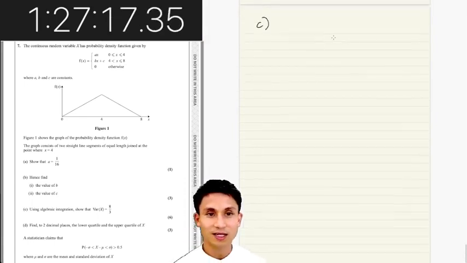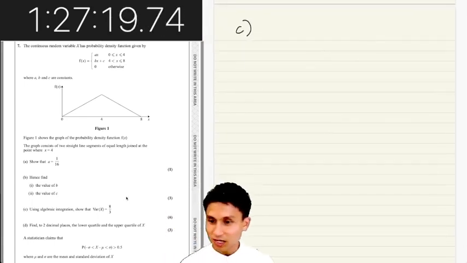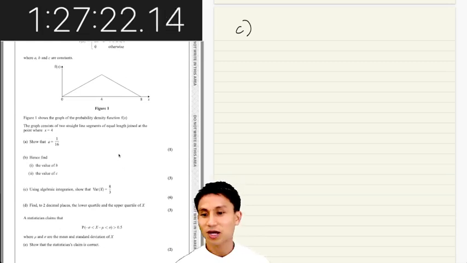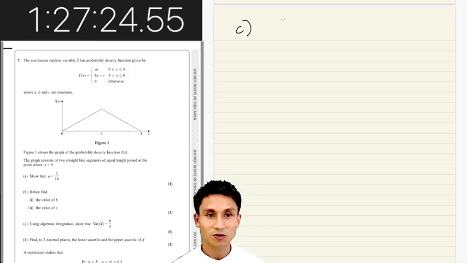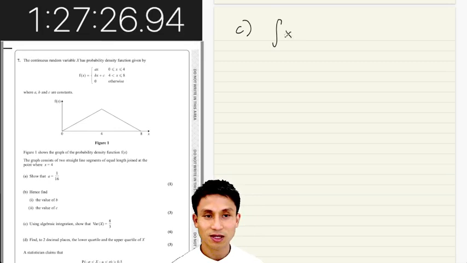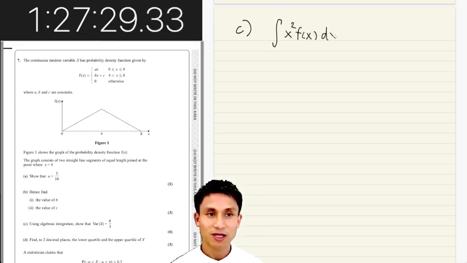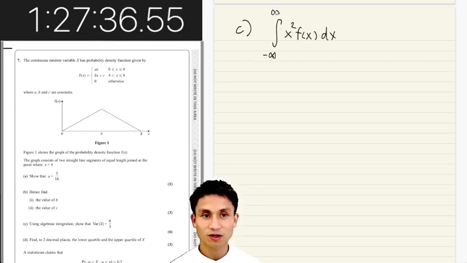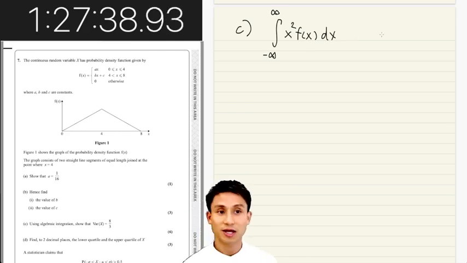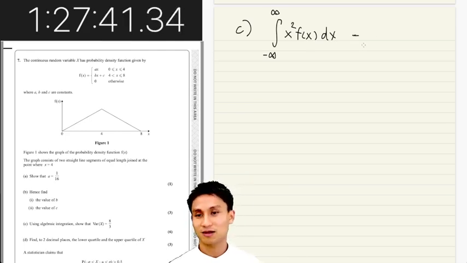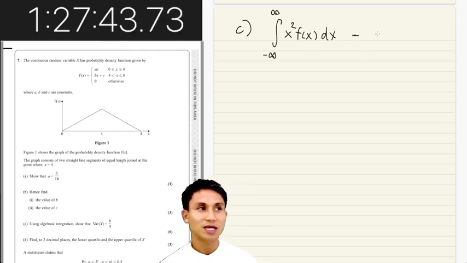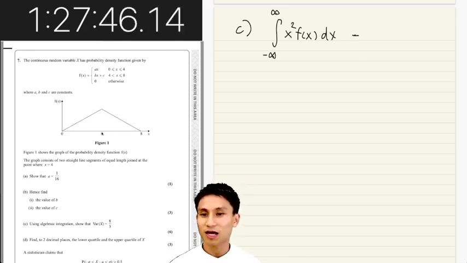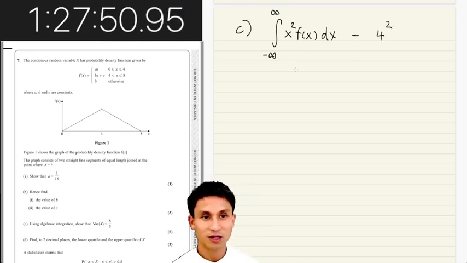Okay, so part C. We're still good, I think. Using algebraic integration to show that var x is 8 over 3. So we're going to do integration. That's going to be the integral of x squared f(x) dx, from minus infinity to infinity. This is E of x squared, and we've got to minus the mean squared. The mean is clearly 4, guys, because it's symmetrical. So I'm just going to take 4 squared there already. I've got to be quick.